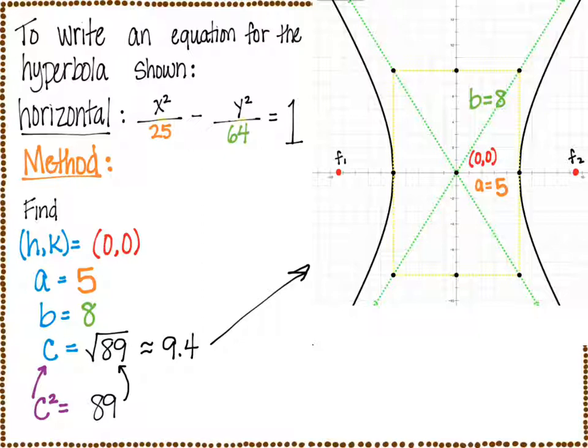So this is the end of the two problems that show you how to write equations of these conic sections when the graph has been given.